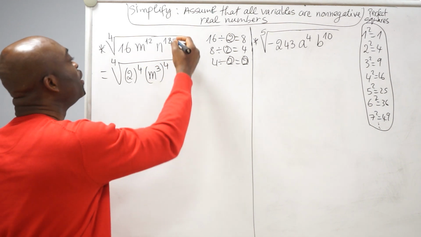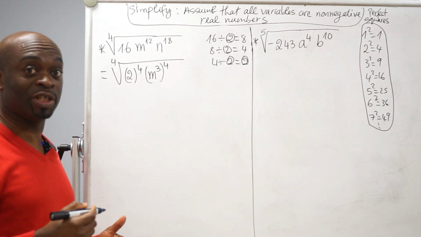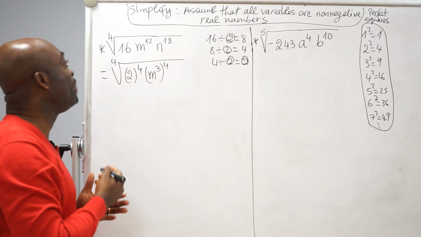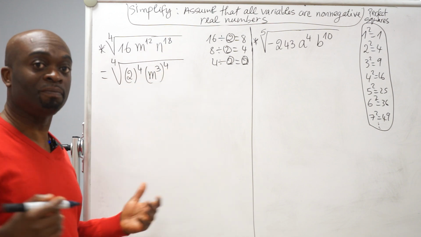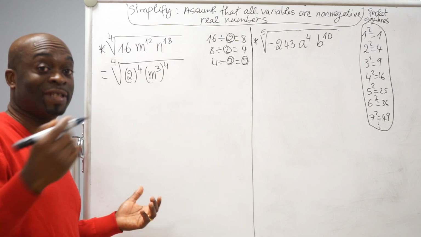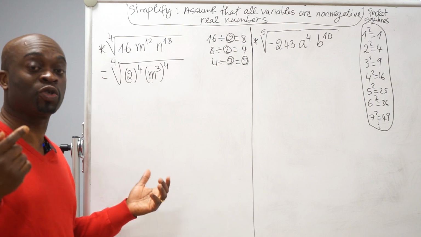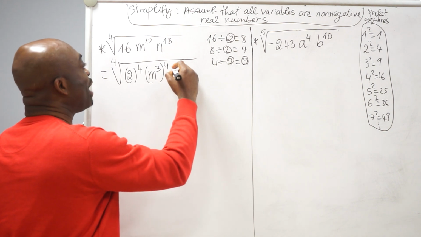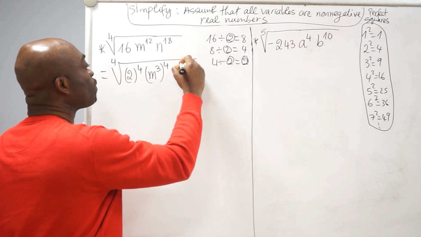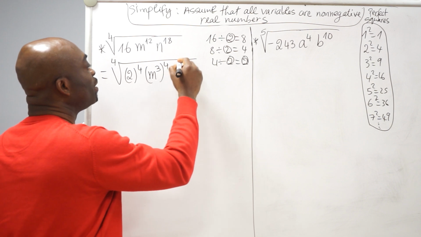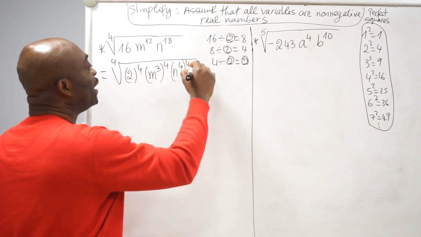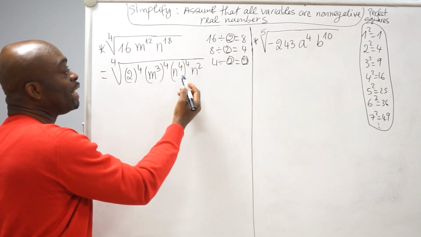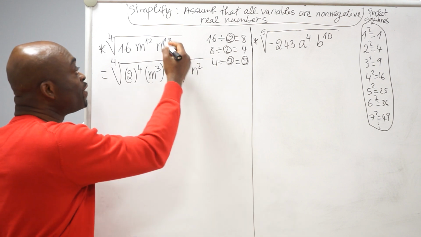Now, when it comes to the n to the power 18, the question is, can 4 go into 18 evenly? No. But how many times does 4 go into 18? 4 times. 4 times 4 is 16. Then 18 minus 16 gives you 2, so you have a 2 as remainder. So let's see how we work it out. We have n to the power 4, all to the power 4, and then n to the second power. Because remember, 4 times 4 is 16, and if you multiply n to the 16 by n squared, that gives us n to the 18.